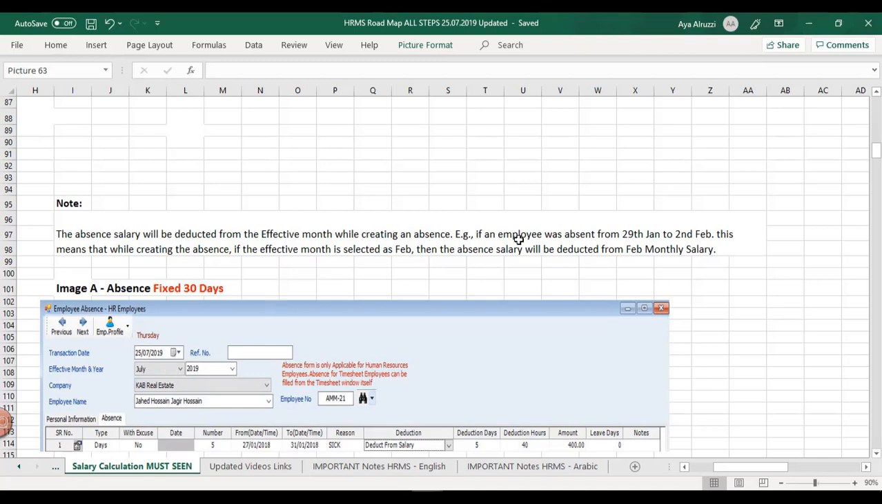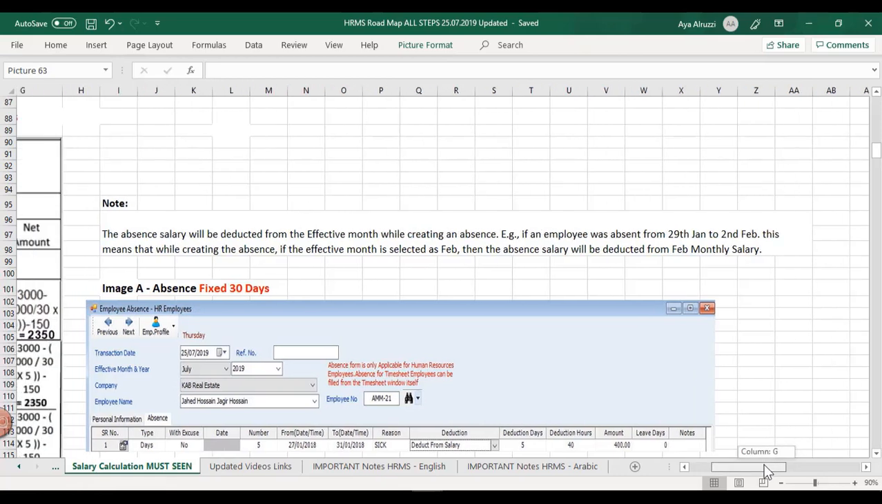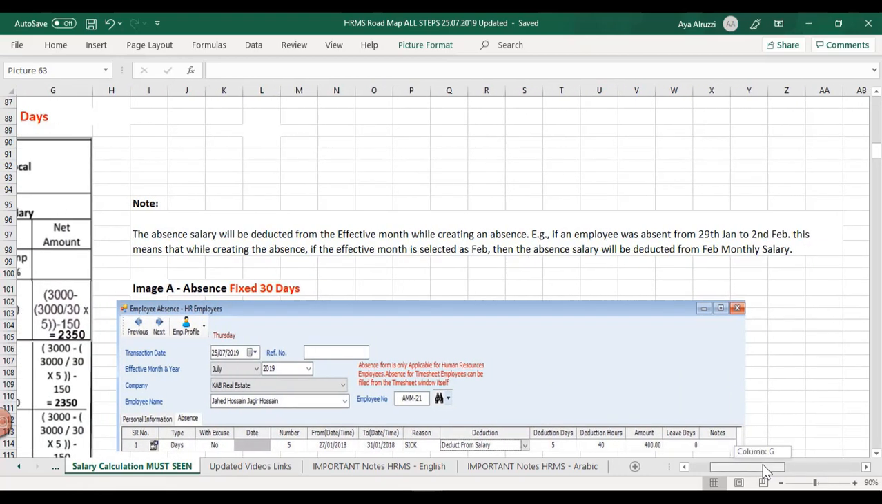So if an employee was absent, let's say, from the 29th of January to the 2nd of February, this means that while creating the absence, if the effective month is selected as February, then the absence salary will be deducted from the February monthly salary. Also, this will tell us which month the absence amount is going to be deducted from, and which policy it is going to read, based on the effective date.